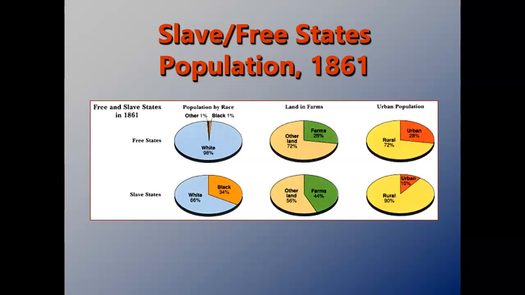And you can see that the North, of course, has more urban population. It has as many farms. I mean, there's a pretty big discrepancy there. But of course, the South has more land under cultivation because of cotton. But most of that farmland is planted in cotton, not in food.